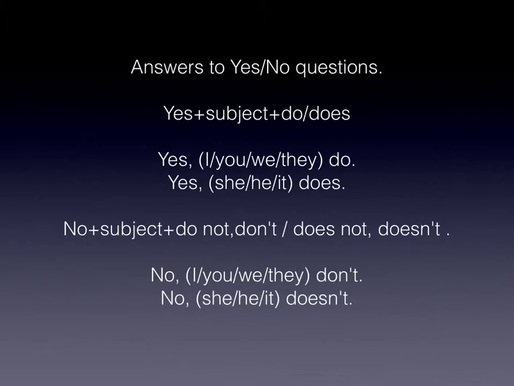Answers to yes or no questions. Yes, then subject, then do or does. Yes, I do, or yes, you do, or yes, we do, or yes, they do. And yes, she does, he does, it does. And the answer for no: no, then subject, then do not or don't, does not or doesn't. No, I don't, and the same for these three. And no, she, he, and it doesn't.